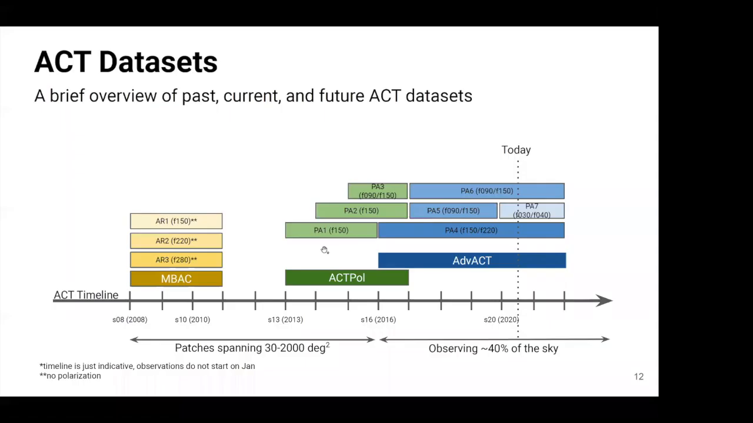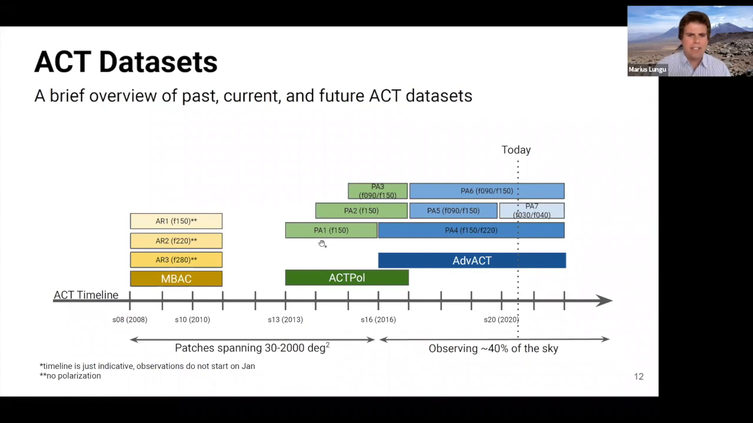I will be discussing some of our data sets, specifically where our current data set sits in the context of what we have already observed with ACT and some of the future data that we have already collected and are already beginning to analyze. As you can see over the timeline shown in this slide, we originally started observing with ACT back in 2008 with a non-polarization receiver with 3 arrays at 150, 220, and 280 gigahertz. This data formed part of our first 2 data releases, DR1 and DR2.